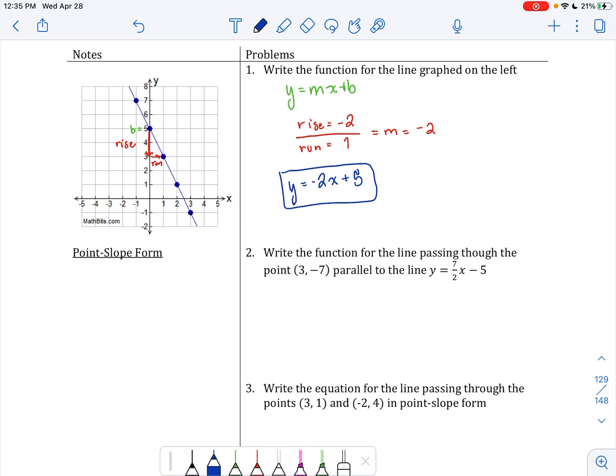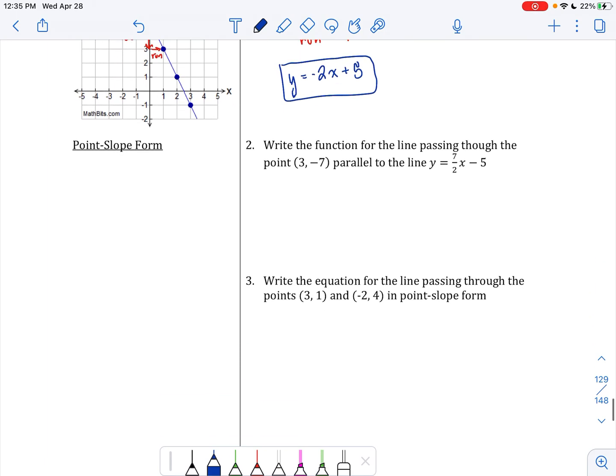Now, let's say we don't have a graph. You could draw it all the way out, but I don't particularly want to, and that's why this last form that we're going to learn, point-slope form, is really helpful. It's good for writing equations.